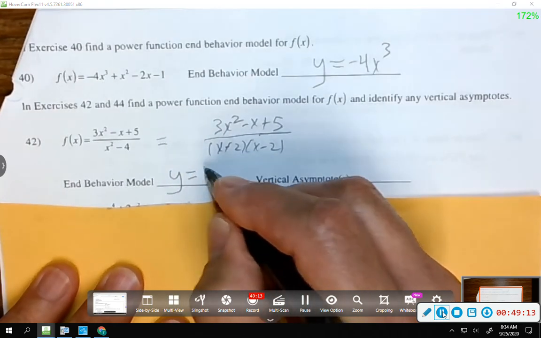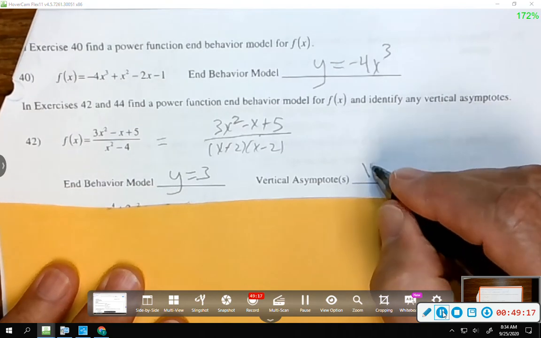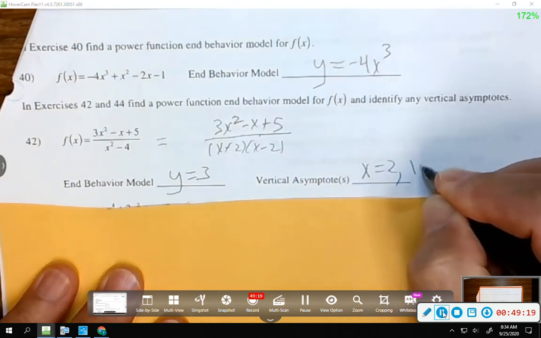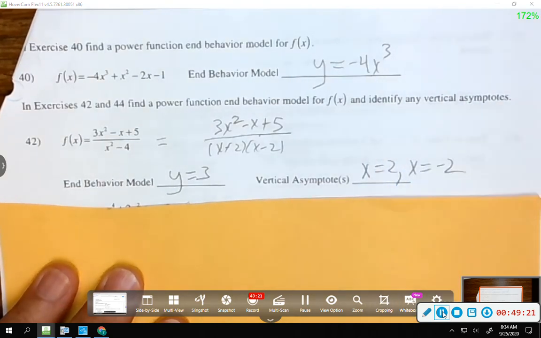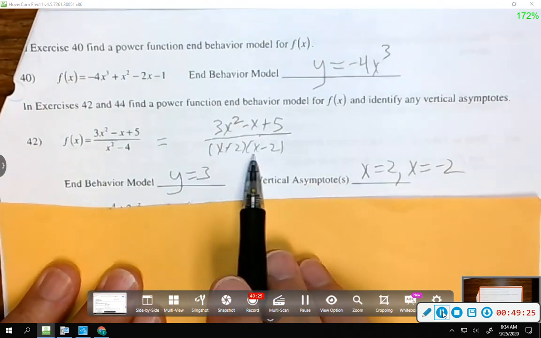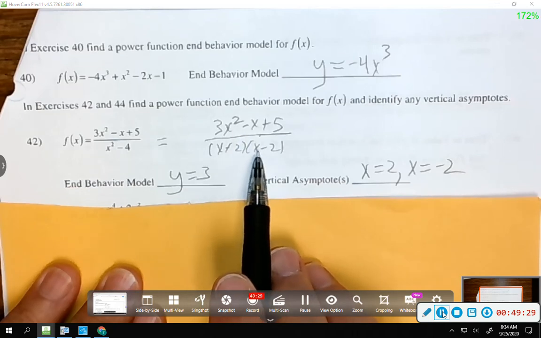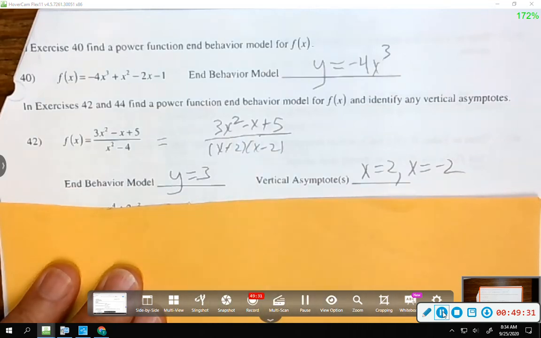We do have 2 vertical asymptotes. X equals 2 and x equals negative 2. They're both poles, by the way. Don't look at this. It's after it's factored. It's x plus 2 to the first power, and it's the binomial factor of x minus 2 to the first power. Let's take a look at this.